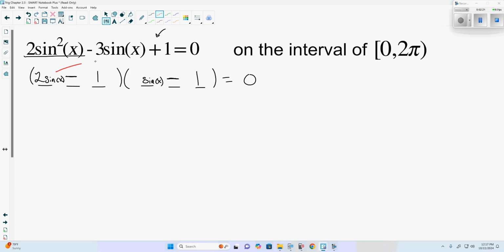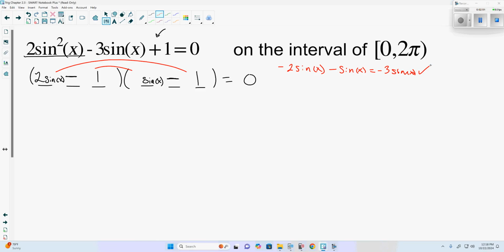Now we can check and make sure that we do get the middle term of negative 3 sine of x. Well, 2 sine of x times negative 1 is negative 2 sine of x. Negative 1 times sine of x is negative sine of x, which does indeed give us negative 3 sine of x. So all that does tell us is that these are our two factors. Questions on this here?